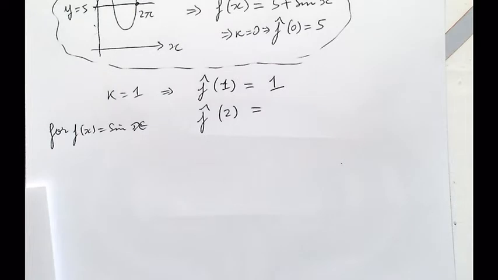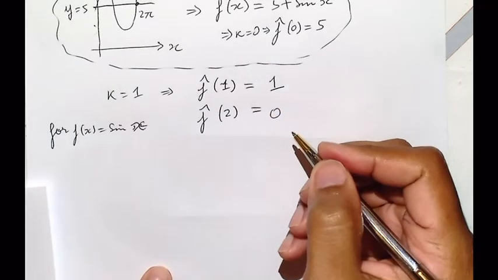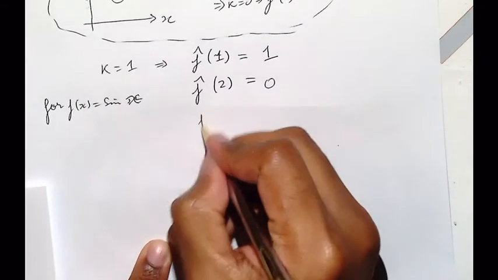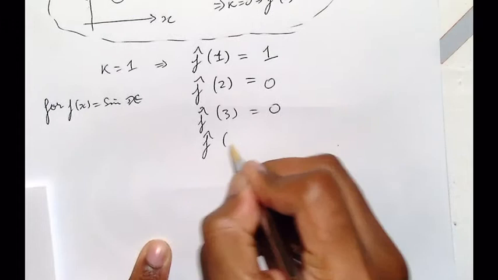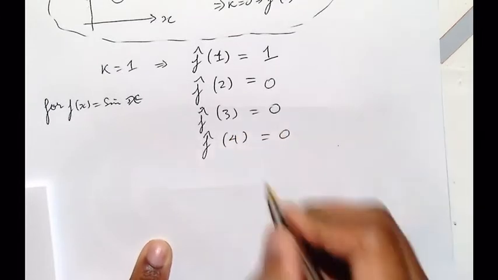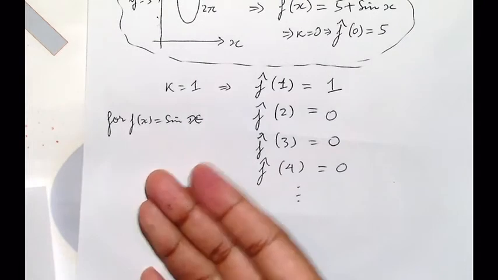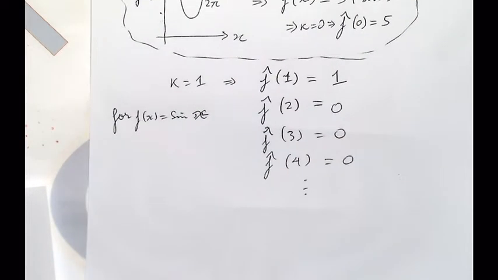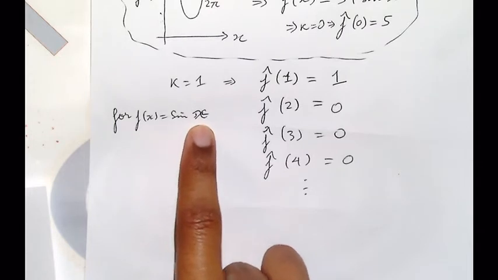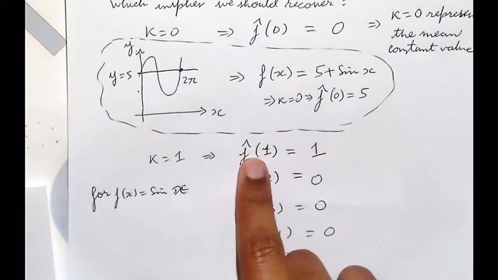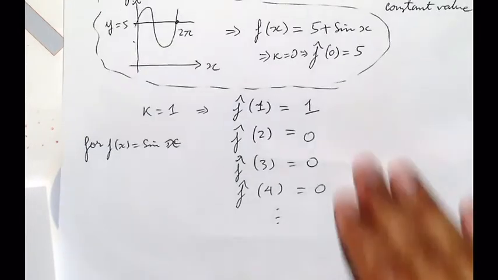One of those would be zeros. The remaining will be 0. f hat of 3 equals 0, f hat of 4 equals 0, f hat of infinity equals 0. The reason for that is my original signal only contains one pure sinusoid with frequency 1x. That's why only f hat of 1 is non-zero. Everything else is 0.